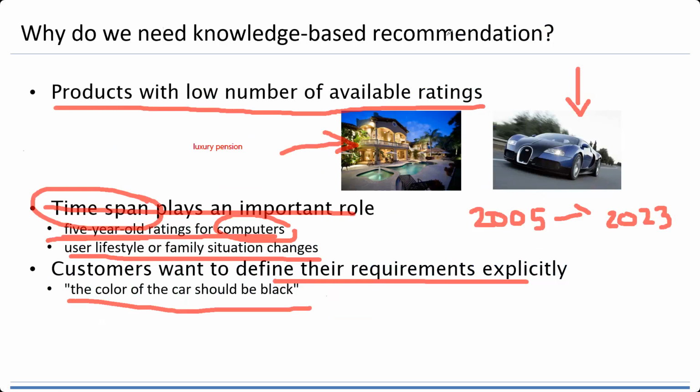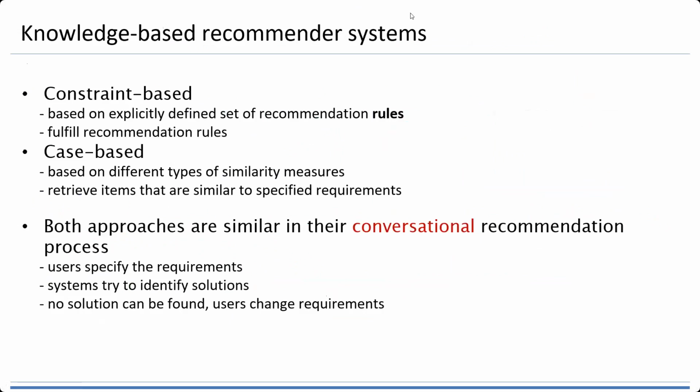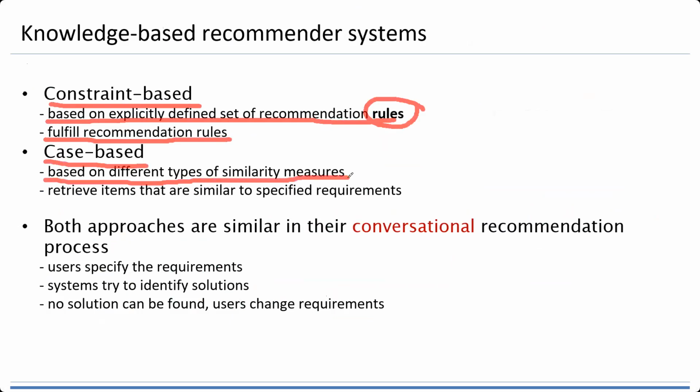So that's why many researchers try to propose the knowledge-based recommendation. There are two main types of knowledge-based recommendation system. The first is the constraint-based. The constraint-based is based on an explicitly defined set of recommendation rules. Rules mean conditions, and we need to fulfill the recommendation rules. Fulfill means we need to satisfy the recommendation.